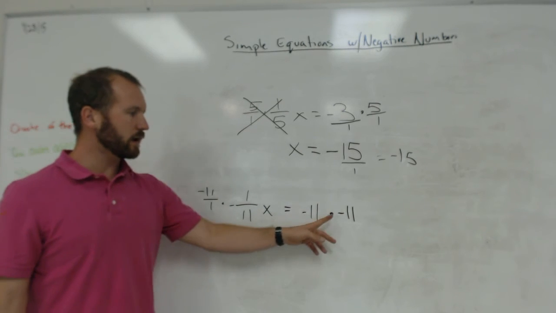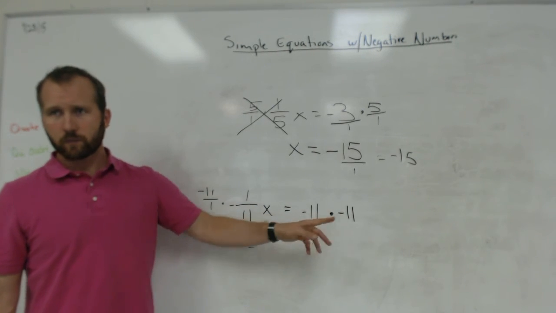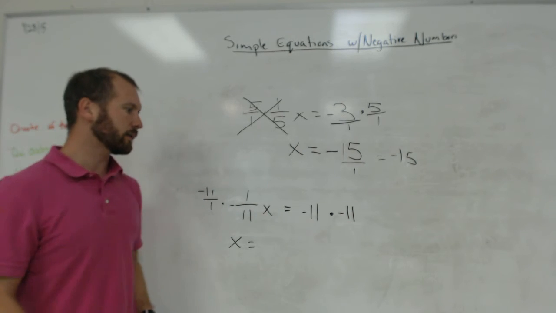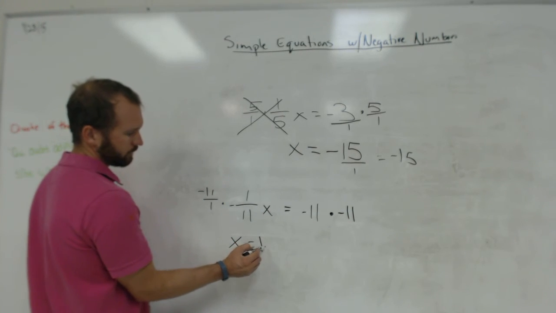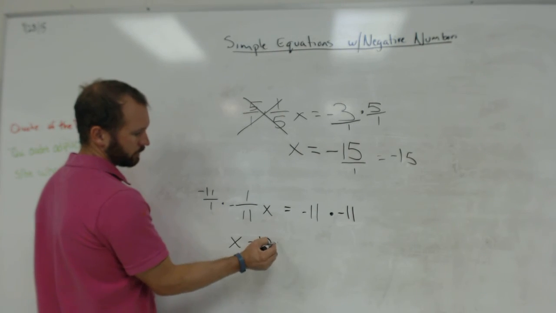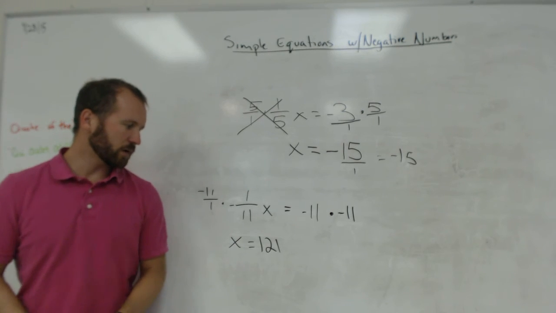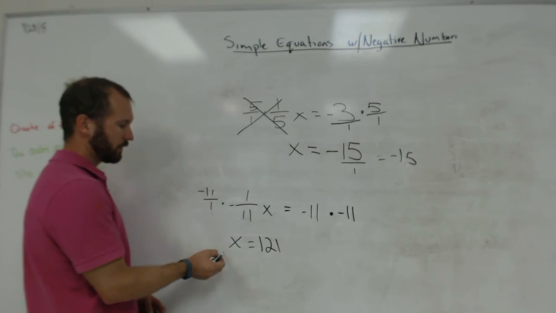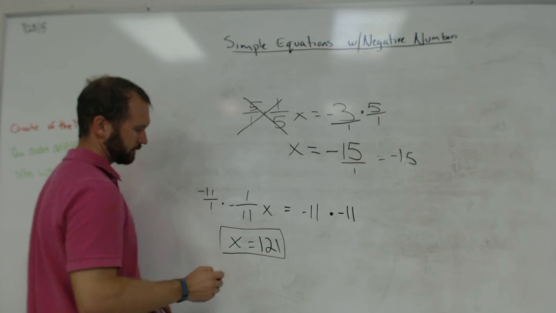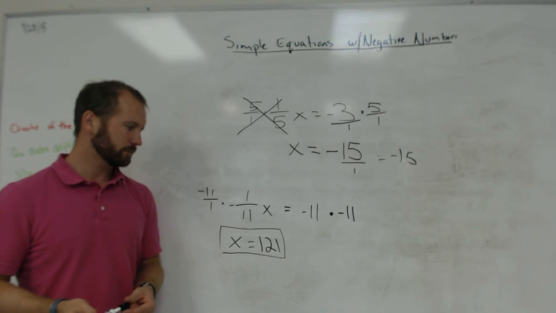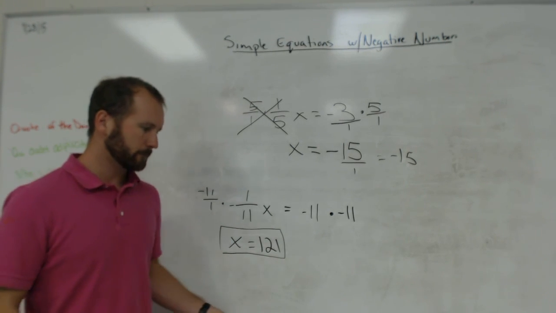What's a negative times a negative? Positive. What's 11 times 11? 121. And that is my final answer. Okay?